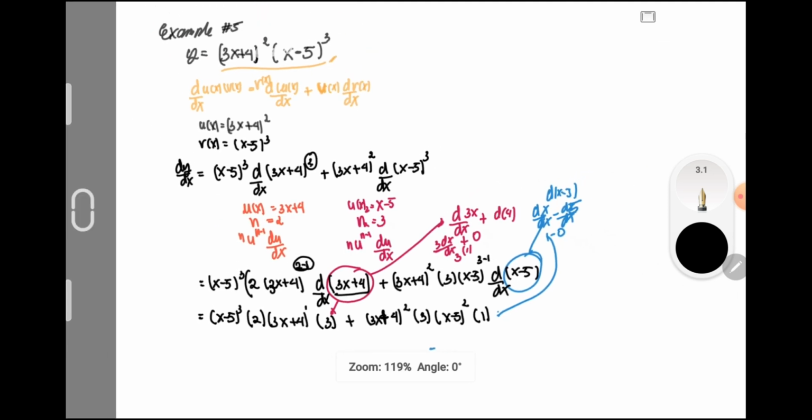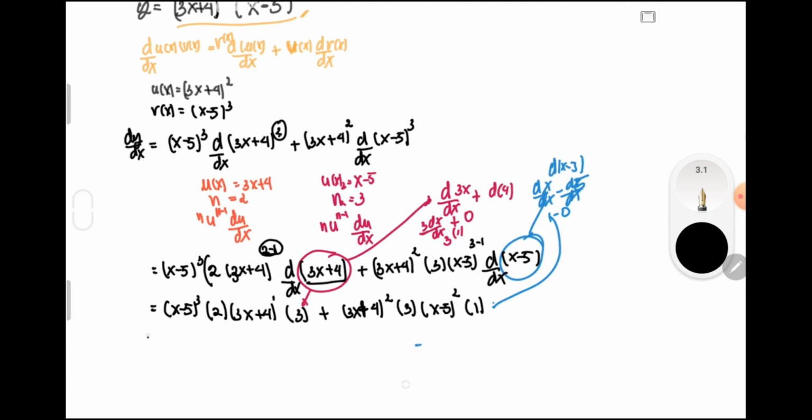So, by further manipulation of the equation, we'll have a value equal to (x − 5)^3 multiplied by 2 multiplied by 3 is 6 multiplied by (3x + 4), plus (3x + 4)^2 multiplied by (x − 5)^2 multiplied by our 3 multiplied by 1, which is 3.